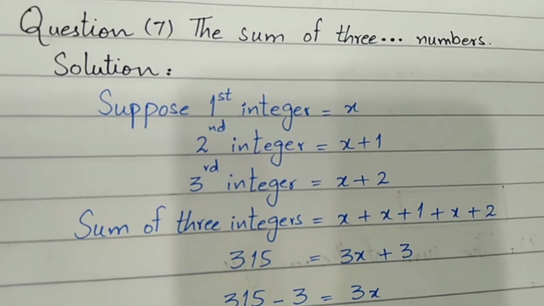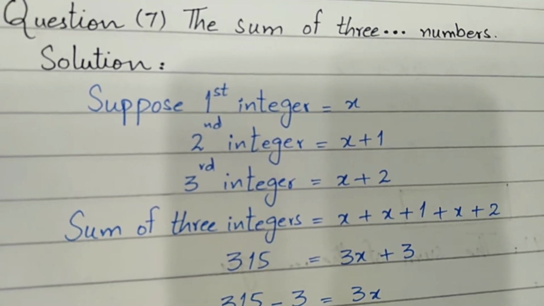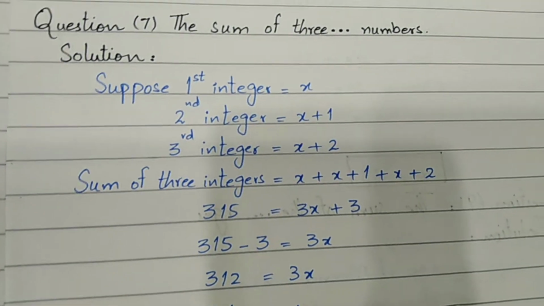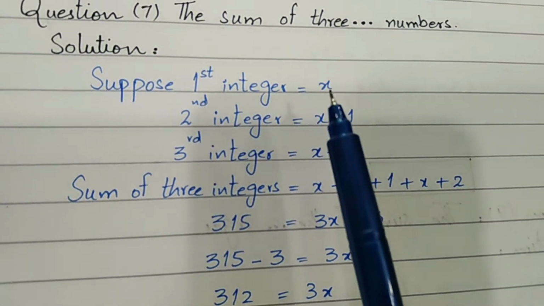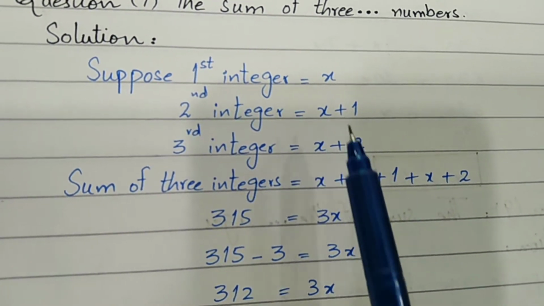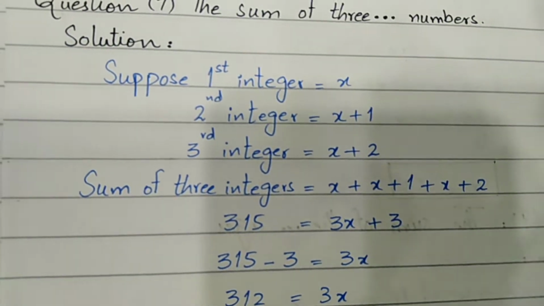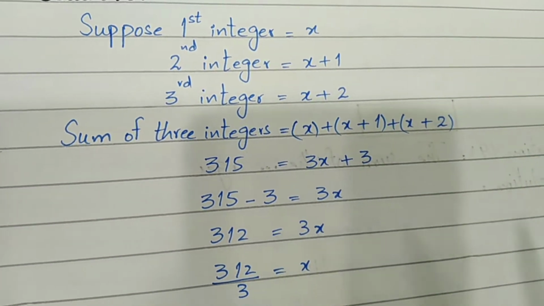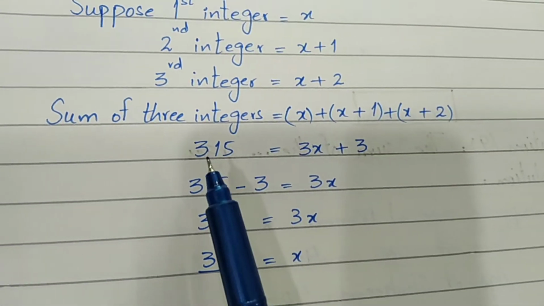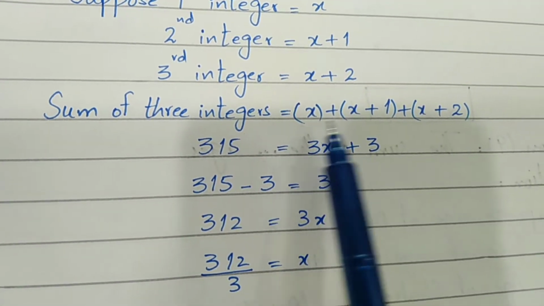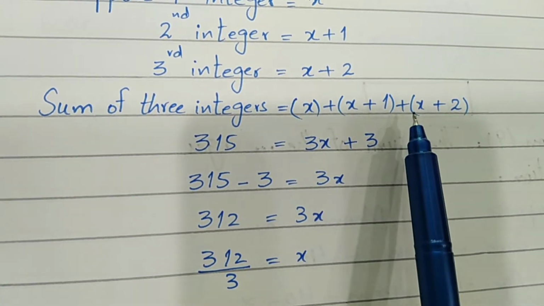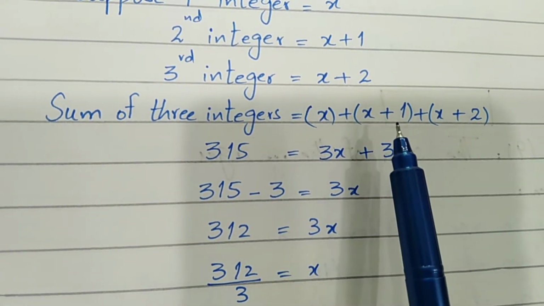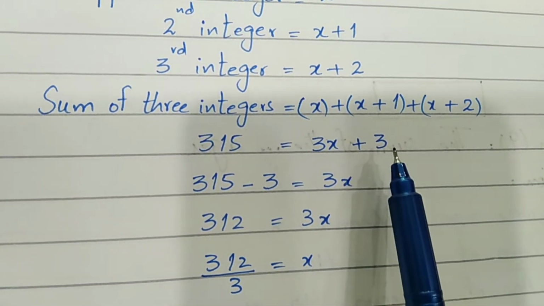Now according to the question, their sum is equal to 315. So the sum of three integers will be x plus (x plus 1) plus (x plus 2). Now the sum of three integers is 315. So it will be equal to x plus x, 2x, 2x plus x, 3x, and plus 1 plus 2, that is positive 3.